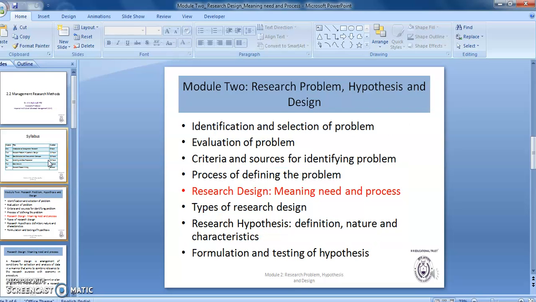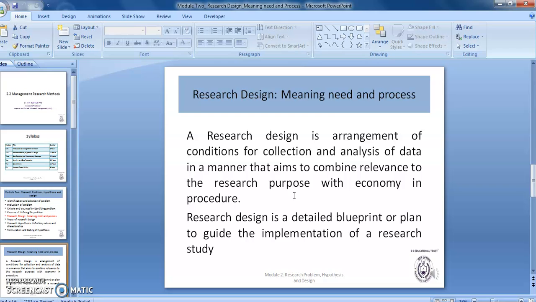So we have already completed in Module 2, as you can see on the screen: Identification and Selection, Evaluation of Problem, Criteria and Sources for Identifying Problem, Process of Defining the Problem. We will be seeing Research Design: Meaning, Need and Process.